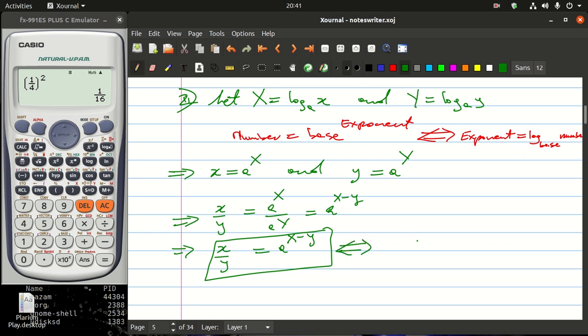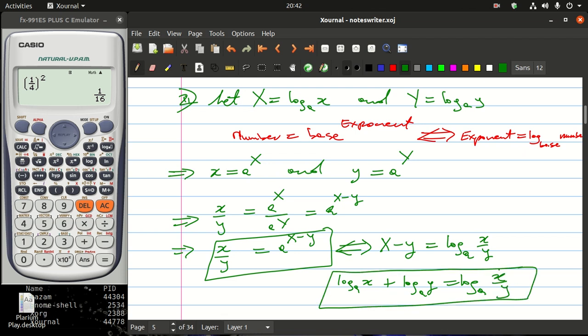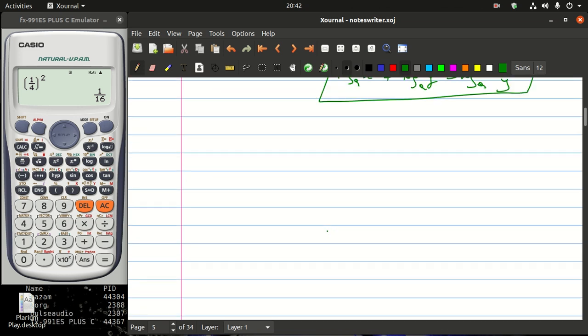This is equivalent to saying I have an exponent, which is X minus Y, which must be equal to log base a, which is the base, of the number, which is x over y. And then you replace this with the original, log_a x, and you replace that with the original, which is log_a y, is equal to log_a of x over y. So we are done with number 2. It's not that hard. Now I want us to do the same thing for number 3.